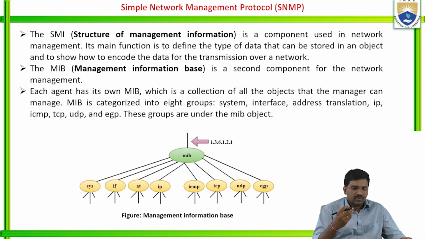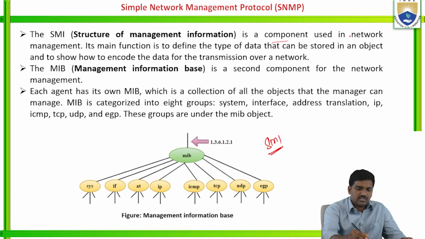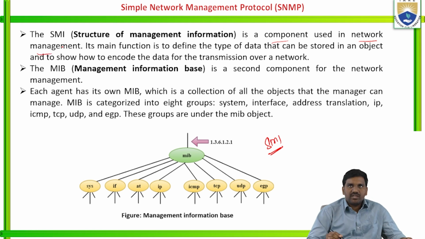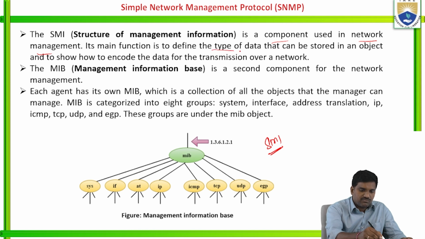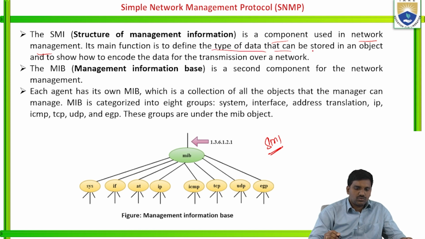So next, what is SMI, what is MIB, what is SNMP? The structure of management information, SMI, is a component that is used in network management. Its main function is to define the type of data that can be stored in an object and to show how to encode the data for transmission over the network.